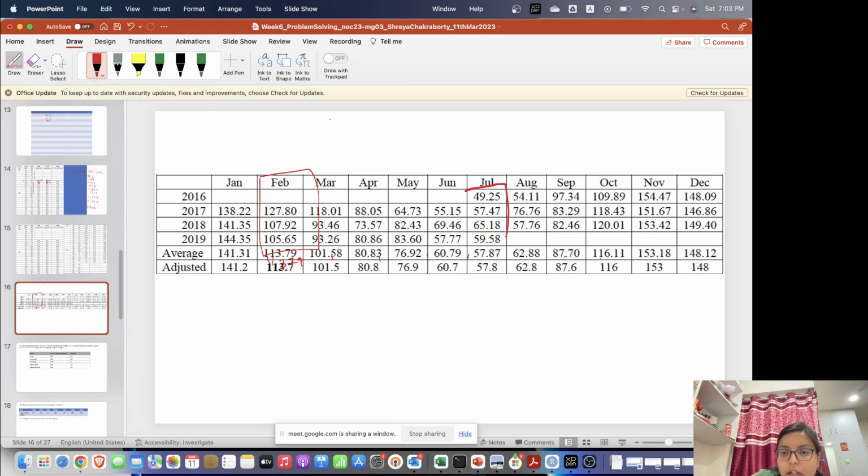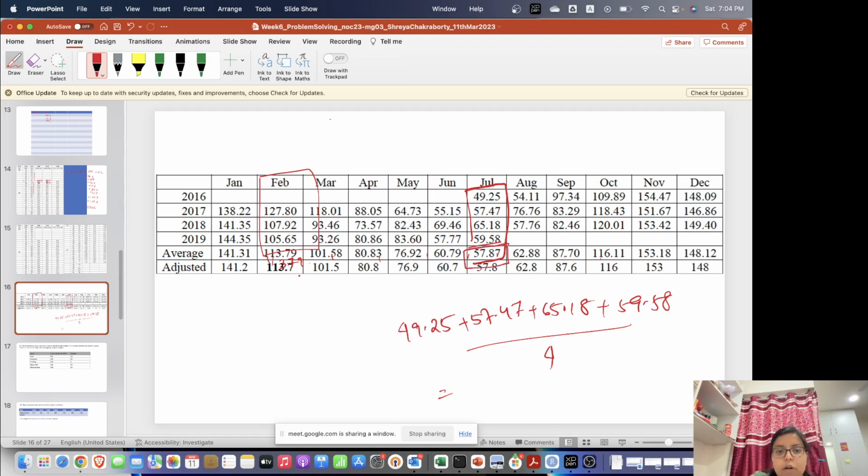For this point, the mean would be divided by 4: 49.25 plus 57.47 plus 65.18 plus 59.58, divided by 4. This would be equal to 57.87.